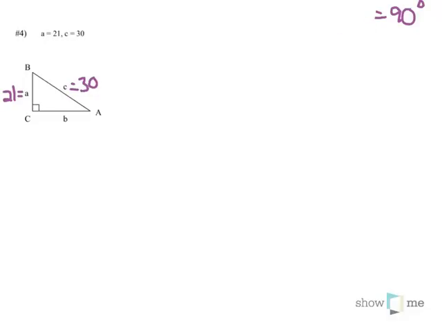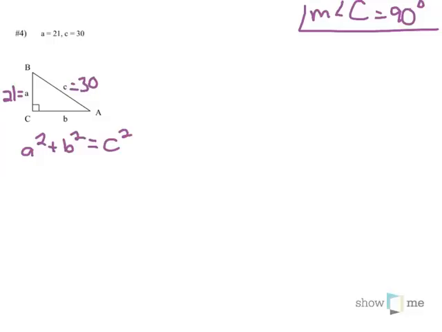Measure of angle C is 90. To figure out B for this problem, side B, we could simply use the Pythagorean Theorem. a squared plus b squared equals c squared. A is 21. Don't know what b is. C is 30.